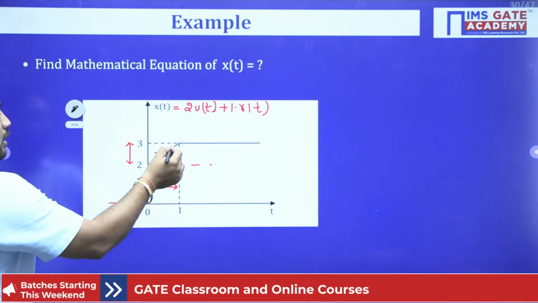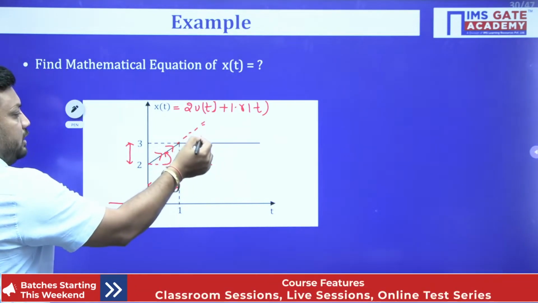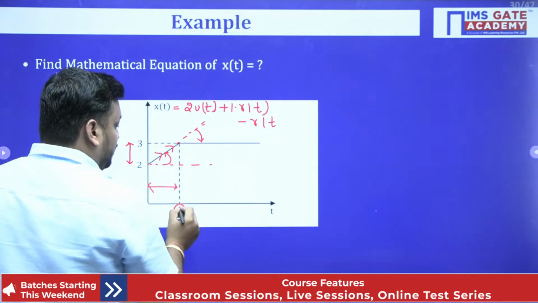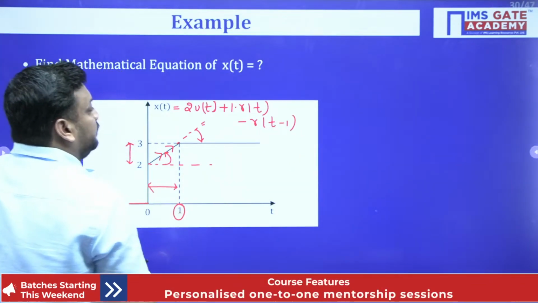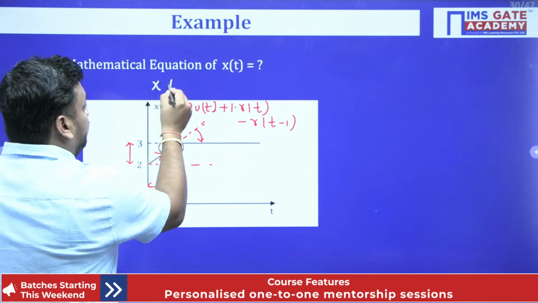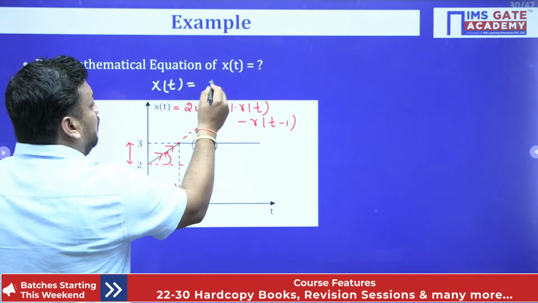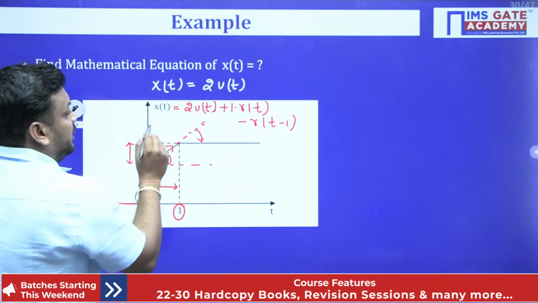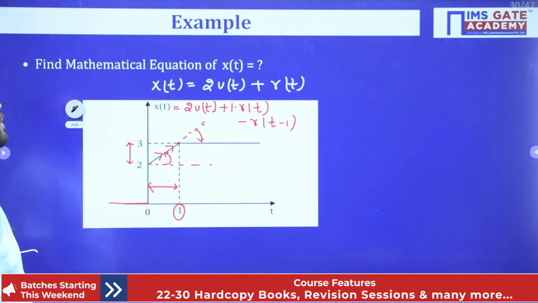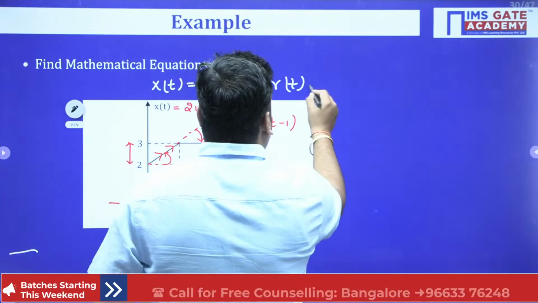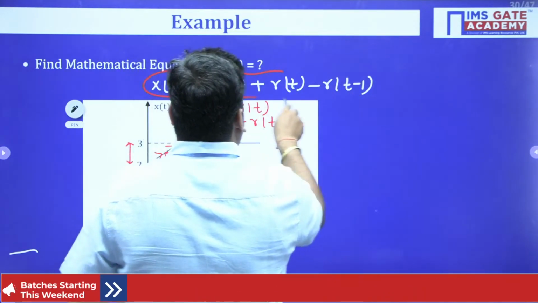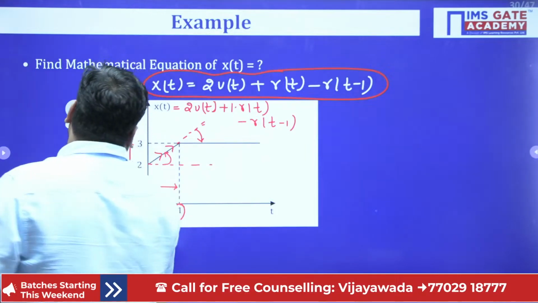Now I am writing here this curve is going like this and downward now. So you will get minus r(t), and location of moment is 1. So minus r(t minus 1). So now your final equation can be what guys? x(t) equal to twice of u(t) plus r(t) minus r(t minus 1). Yeah. So this is nothing but your final equation guys.